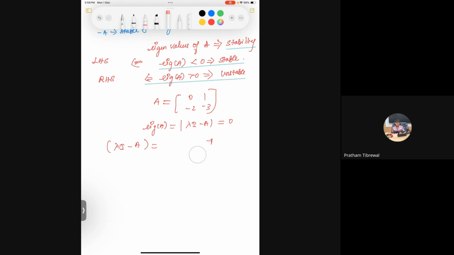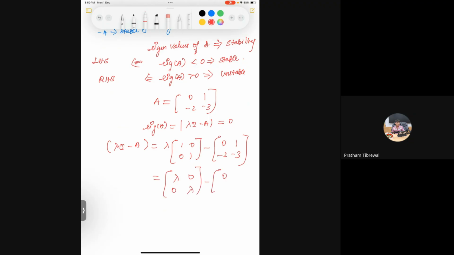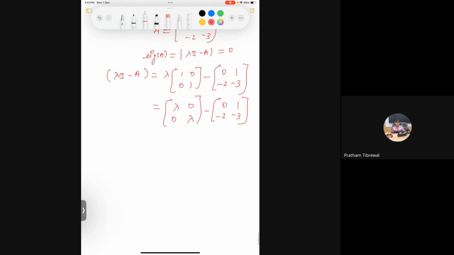Okay, I will write in steps for you for the first time. Lambda into I, which is 1, 0, 0, 1, minus A, 0, 1, minus 2, minus 3. Then this will be lambda into 1, 0, 0, lambda, minus 0, 1, minus 2, minus 3. So this will give me lambda minus 0, 0 minus 1, 0 plus 2, lambda plus 3. So it will be lambda, minus 1, 2, lambda plus 3.